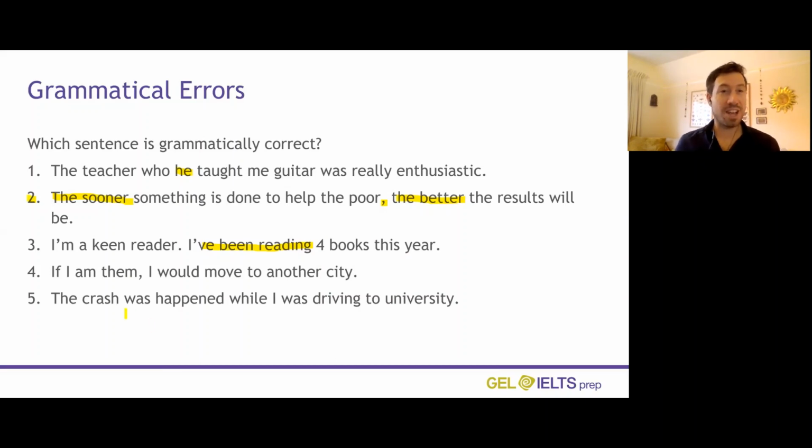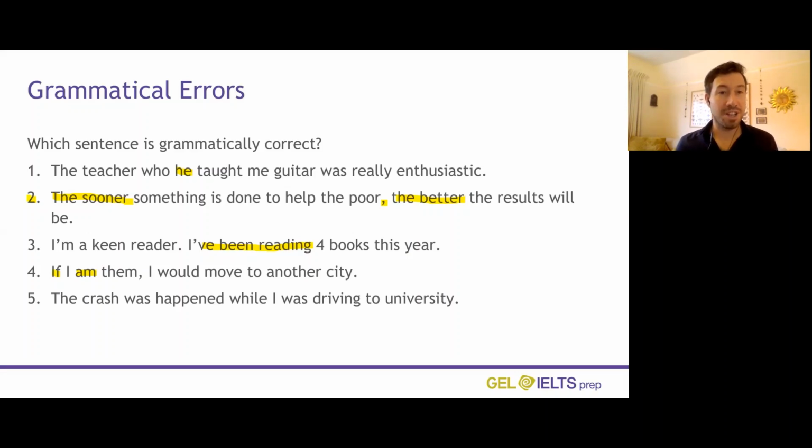So that's not correct. Number 4, if I am them, I would move to another city. Well, this is a conditional. Now, this is an imaginary conditional. So we need to put here, instead of am, we need to change it to was. If I was them, or if I were them. Both of those would be correct. And then that would make it a correct sentence. If I were them, I would move to another city. And that's a second conditional.